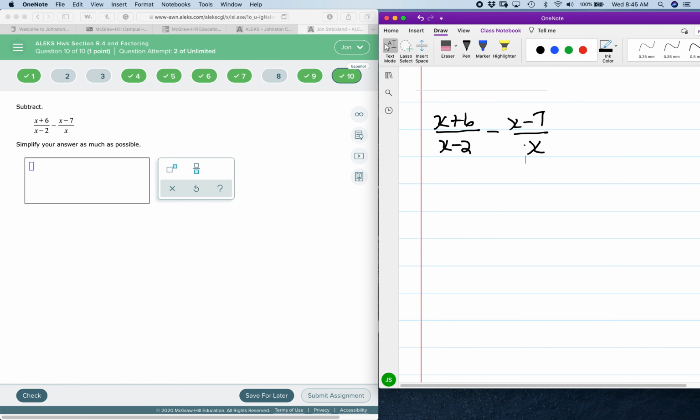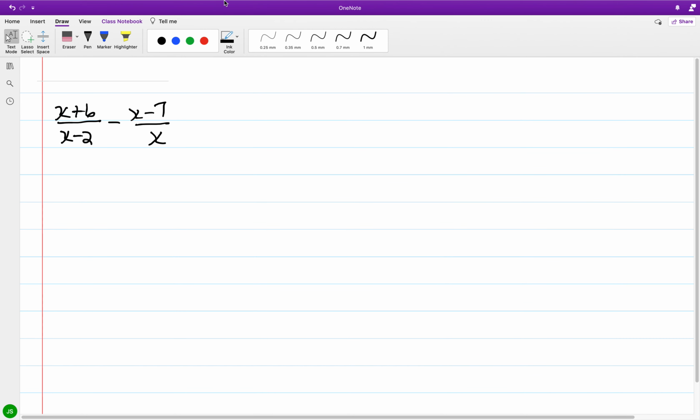Okay, for this problem, we have the difference between the ratio x plus 6 over x minus 2 and x minus 7 over x. If we look at taking the difference and simplifying the result as much as possible, to be able to combine, we need to put what we have in terms of the least common denominator. In this particular case, we have variable factors, so the least common denominator is going to be x times the quantity x minus 2.